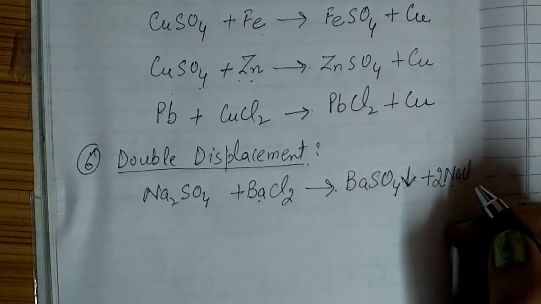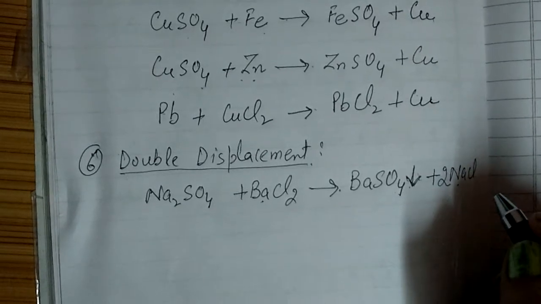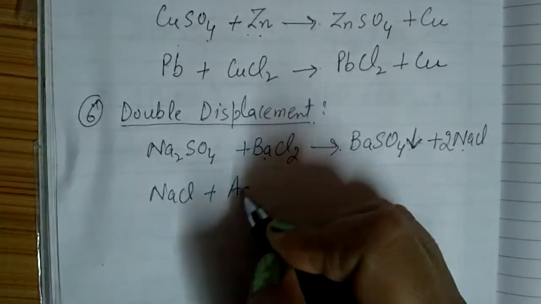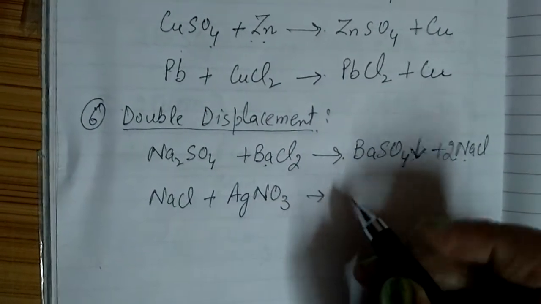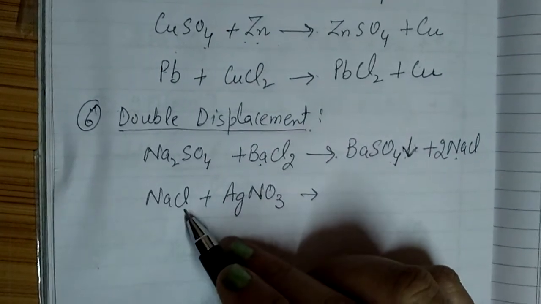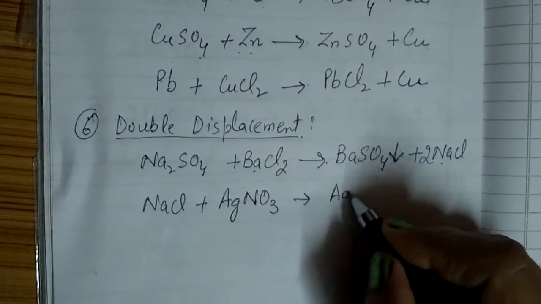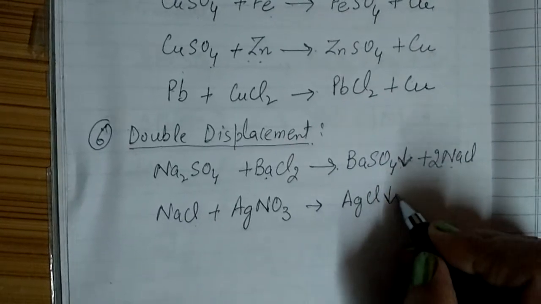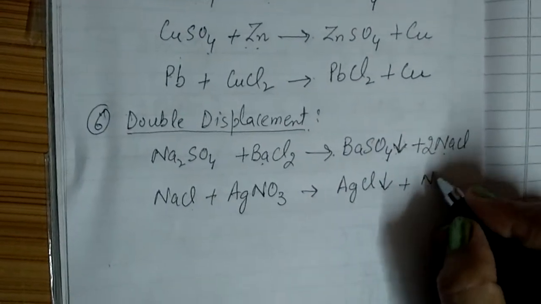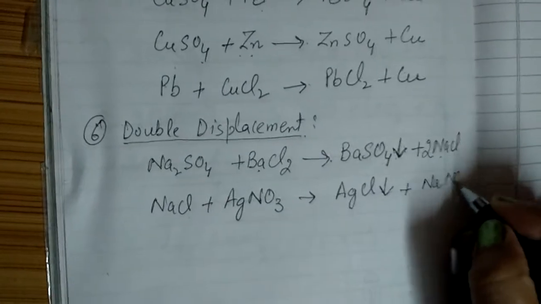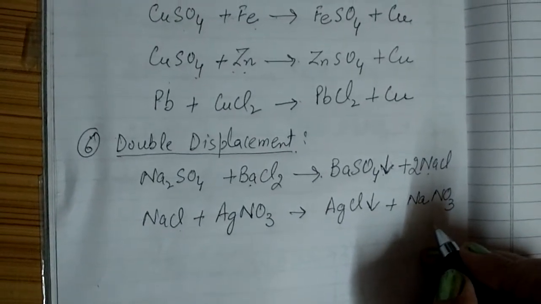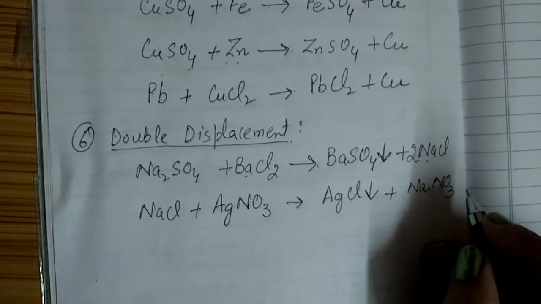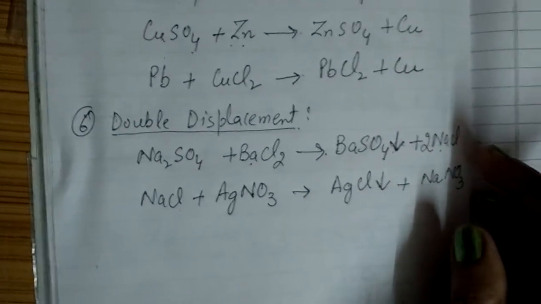Students, another example we have is between sodium chloride and silver nitrate. Silver nitrate is AgNO3. Here silver will react with the chlorine and form silver chloride, again a white precipitate which settles down, and the solution obtained over here is sodium nitrate, that is NaNO3. So students, you can try with more examples.